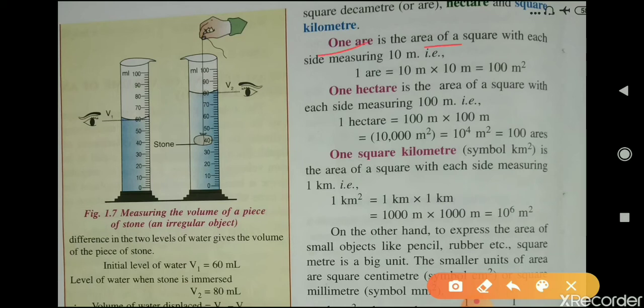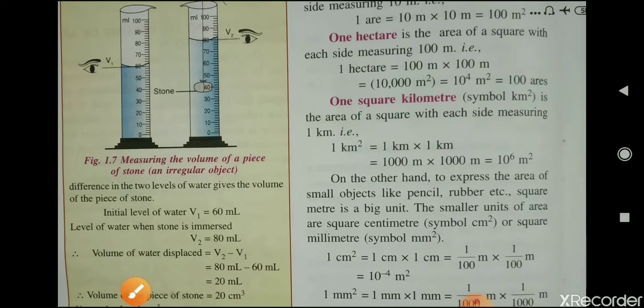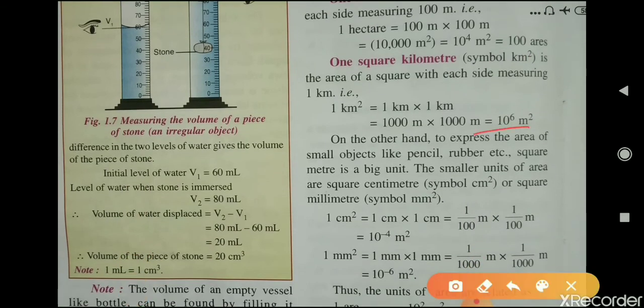1 acre is the area of a square with each side 10 meter. Therefore, 1 acre is equal to 100 meter square. 1 hectare is the area of a square with each side 100 meter. Therefore, 1 hectare is equal to 10^4 meter square, which is equal to 100 acres. Then 1 square kilometer is equal to 10^6 meter square. These are the larger, bigger units of area.